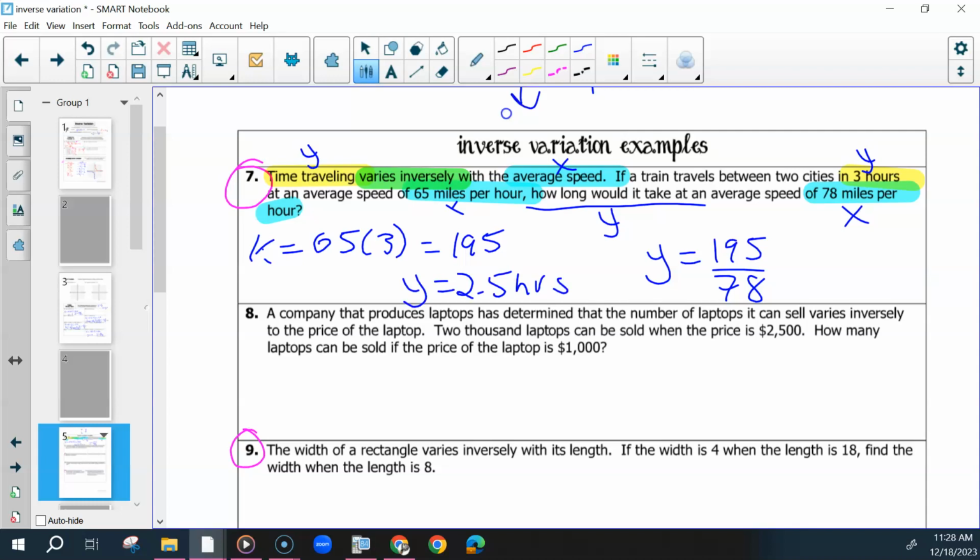Like direct, make sure your answers make sense. Hours can be decimals, so that's fine. The faster we go, the less time it takes. The slower we go, the more time it takes. So that would make sense in this problem, that is less. Questions on that one?